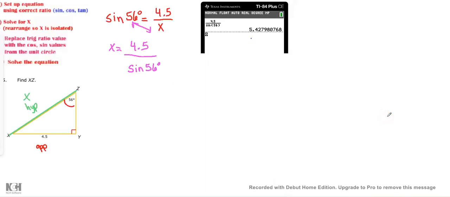All right, our answer is 5.42. So we need to round it to the nearest tenth. So x equals 5 point. This is just a 2. So we're going to leave it at 5.4. That should be good for IXL.